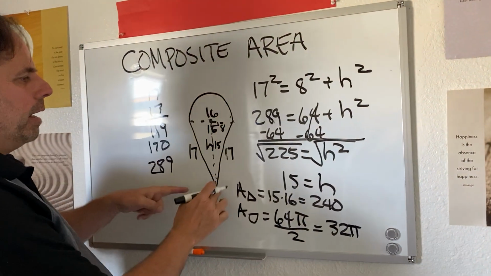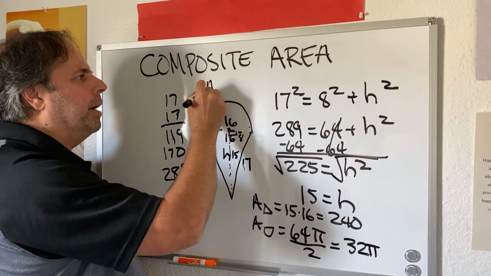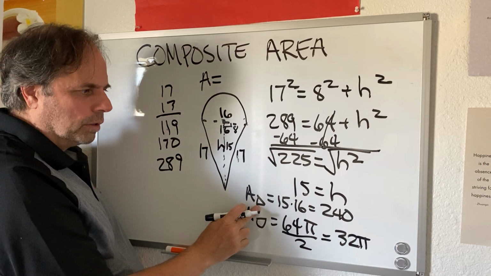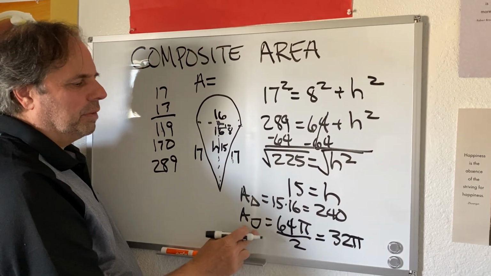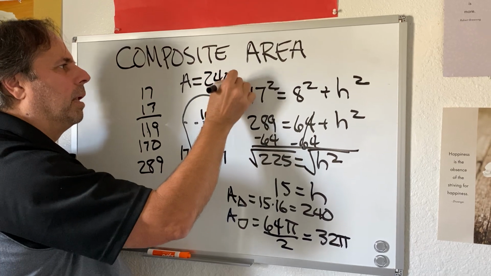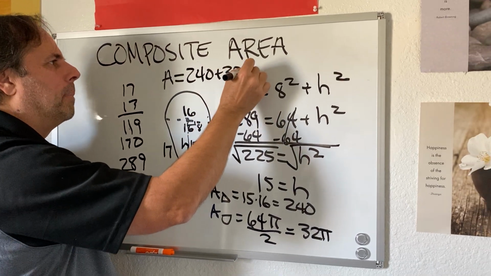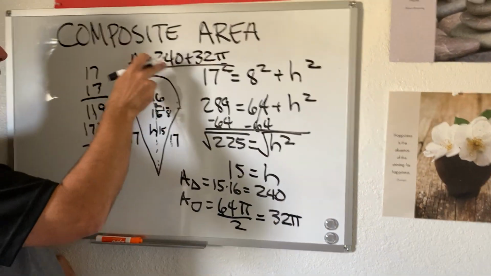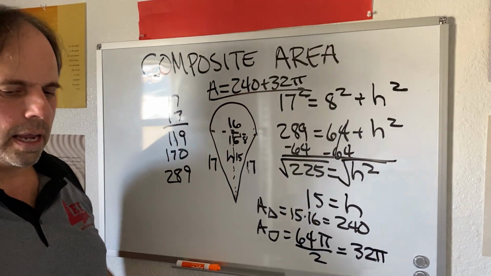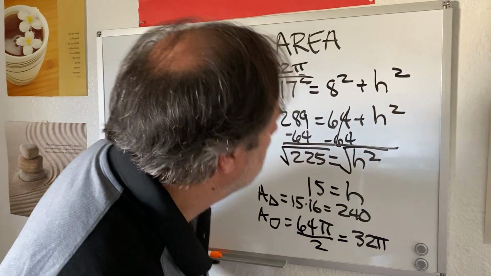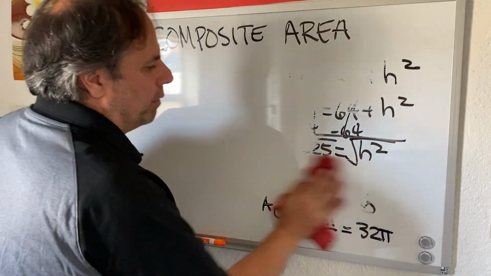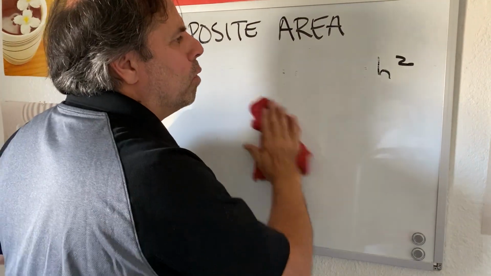So the area of this figure equals 240, the area of the triangle, plus the area of the semicircle, which is 32 pi. 240 plus 32 pi. Again, you can put that in your calculator and get a number. Okay? So that's another example of composite area. Let's try one more.